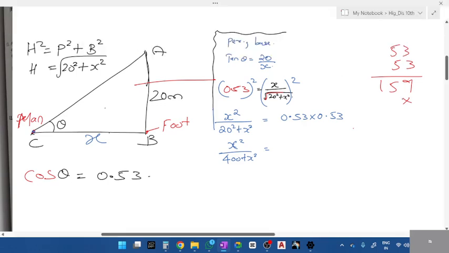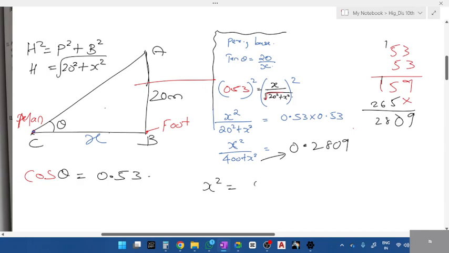If you are finding it easy, you can do it in that method. I'll teach both to students. Next, what do you get? 53 into 53? What's the answer you all got? 0.2809. Then this gets multiplied.